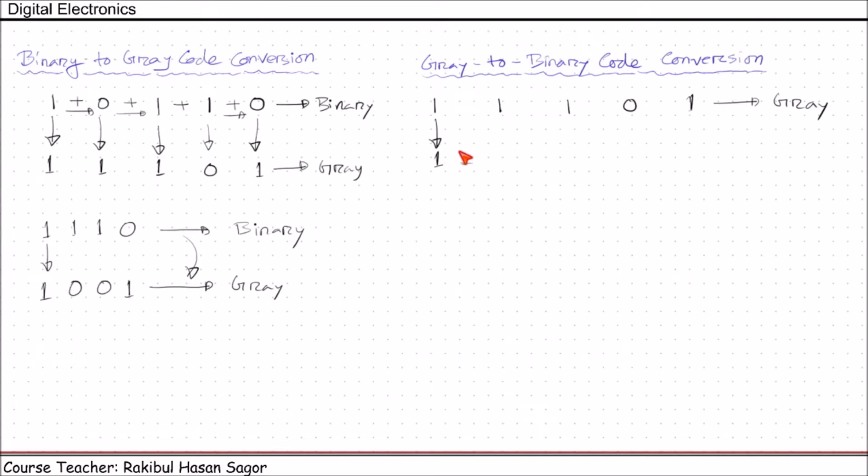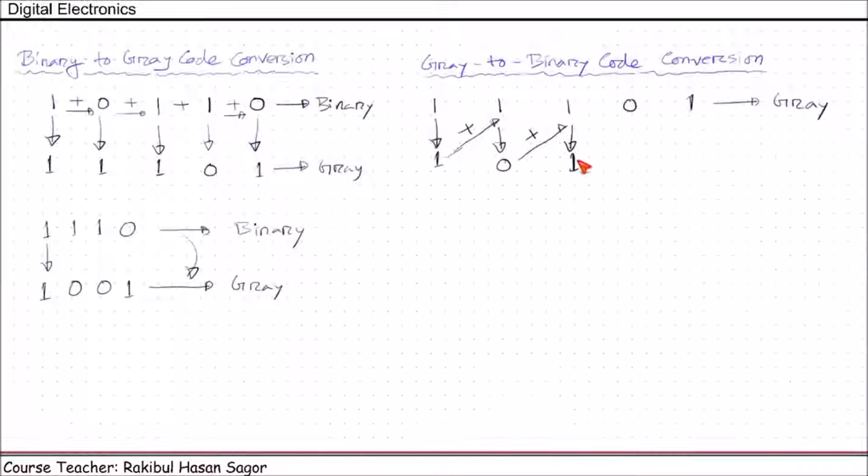So 1 plus 1 will give us 0, discard the carry. We do not have to consider the carry. Again, this is the generated binary code. This binary code plus next gray code, 0 plus 1, will give us 1. Again, 1 plus 0 will give us 1.